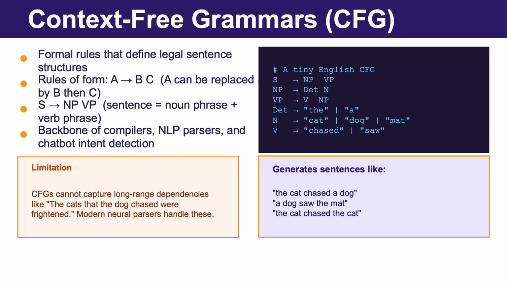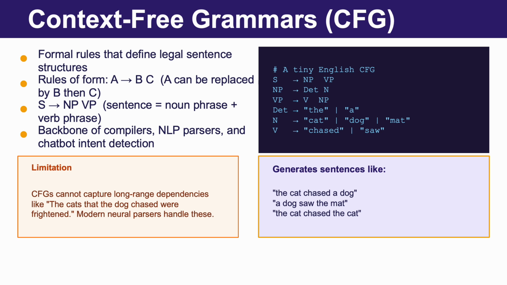Context-free grammars are used in compilers, in natural language processing parsers, and in chatbot intent detection systems. They give you a precise, checkable definition of what counts as a valid input. When a sentence matches the grammar, you also get its structure for free as a byproduct of the matching process.